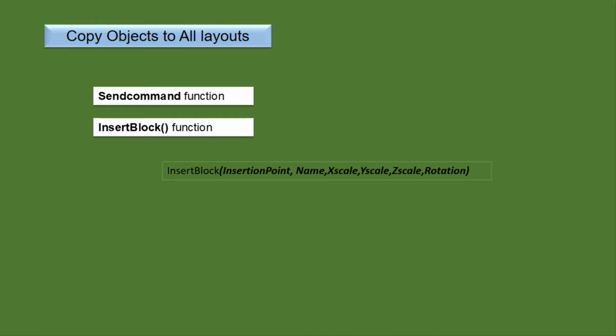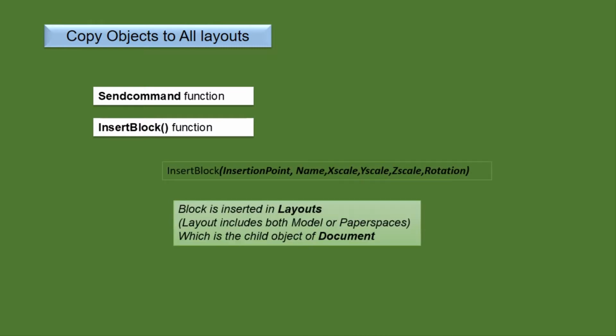In the insert block function, a block is inserted in the layouts with the insertion point, then the block name, then X scale factor, Y scale factor, Z scale, then rotation. These are the parameters required to insert a block. Blocks are inserted in the layouts, either in model space or in paper space. That's in the drawing. The drawing is the parent object of the layouts, where we insert blocks.